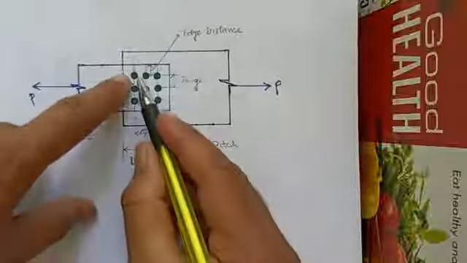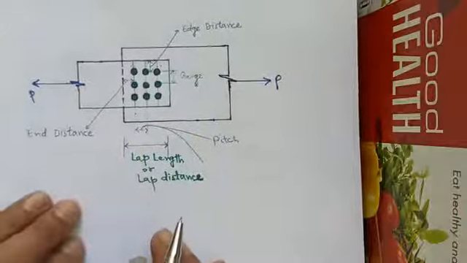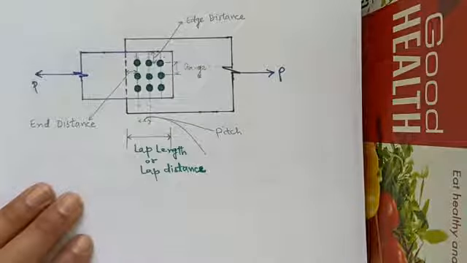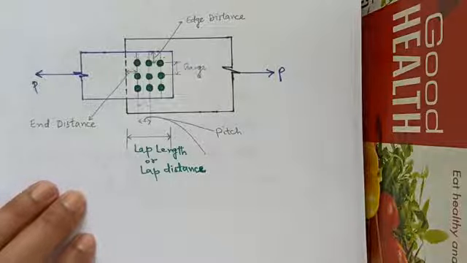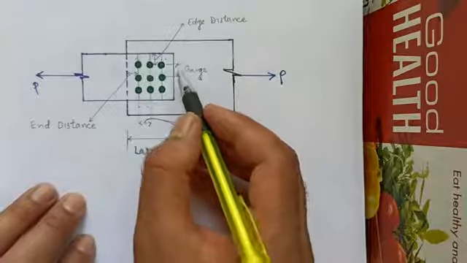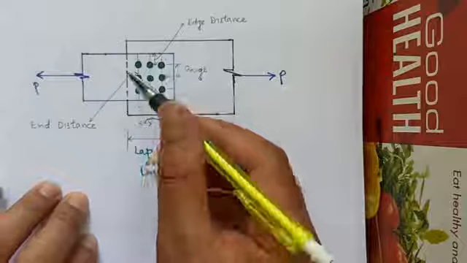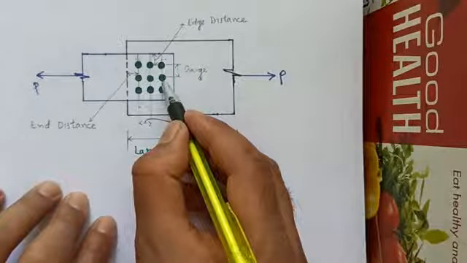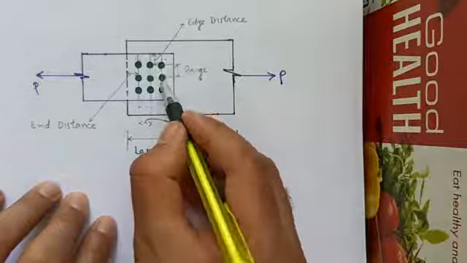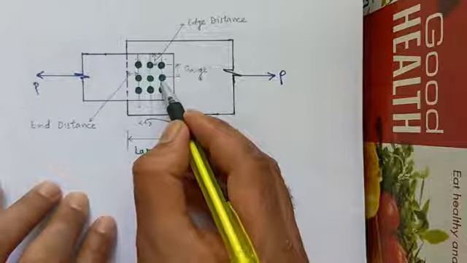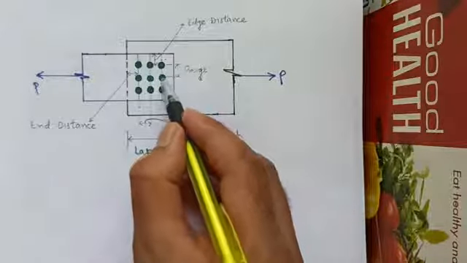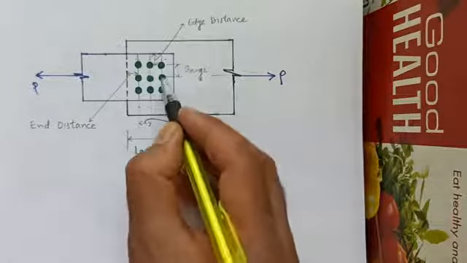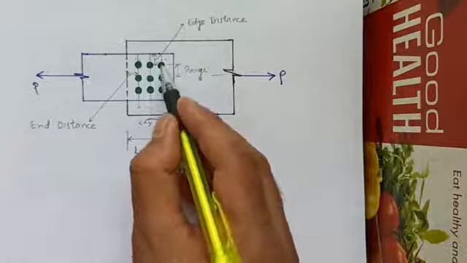When the bolts are placed staggered, the pitch is called staggered pitch. Similarly, the center to center distance between the consecutive bolts measured along the width of the plate, or center to center distance measured perpendicular to the direction of the load or direction of the stress, is called gauge.